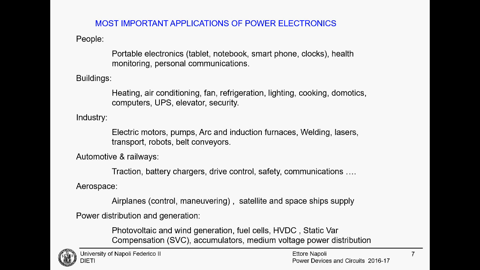Where is power electronics used? Almost anywhere, everywhere. People, portable electronics, tablets, notebooks, smartphones, clocks, health monitoring, very important now, personal communications, buildings, heating. There is a lot: air conditioning, fans, refrigeration. There has been in the past a lot of advertisement about the higher efficiency of inverter air conditioning. What is changing is the kind of power electronics that we use.